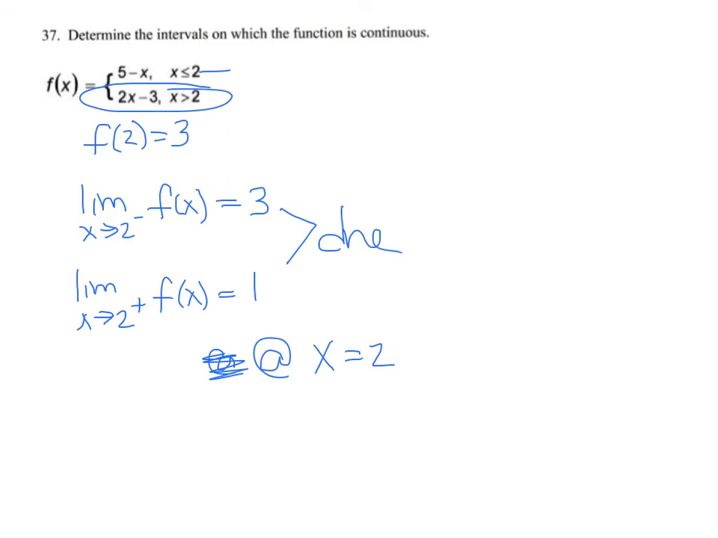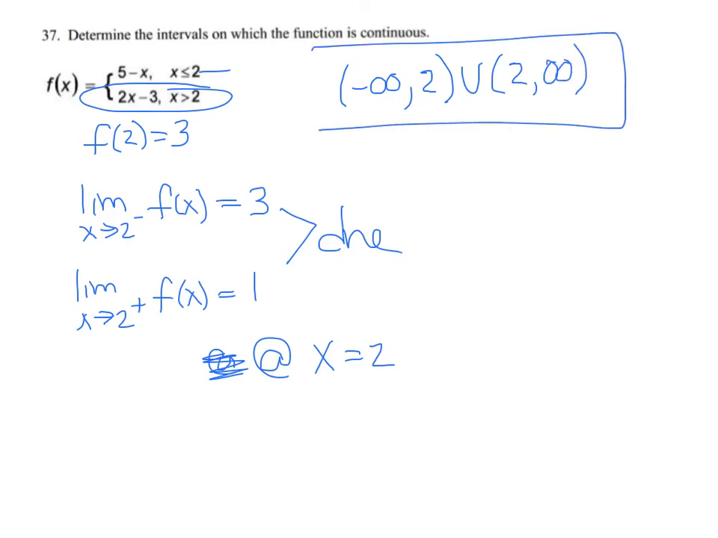However, 5 minus x and 2x minus 3 are both continuous functions. They're nice linear pieces. So if I want to tell you where the function is continuous, I will just say everywhere except for x equals 2. So negative infinity to 2, union 2 to infinity. And that would be the intervals of continuity for this particular function.